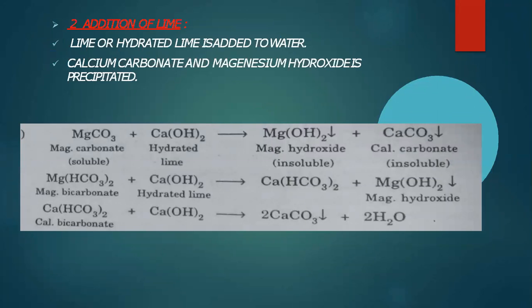Second, add hydrated lime to the water. Calcium carbonate and magnesium hydroxide get precipitated. With magnesium carbonate, when hydrated lime is added, magnesium hydroxide forms, meaning it gets precipitated, and calcium carbonate also gets precipitated and water is left behind. With magnesium bicarbonate and hydrated lime, the same happens and magnesium hydroxide precipitates. Similarly, calcium bicarbonate treated with hydrated lime forms calcium carbonate, which gets precipitated, and water is left behind.